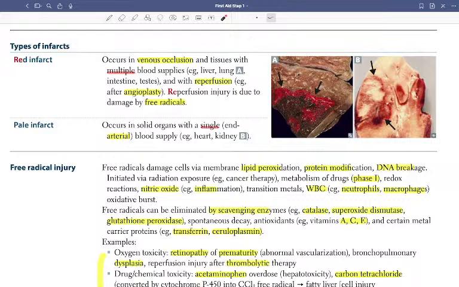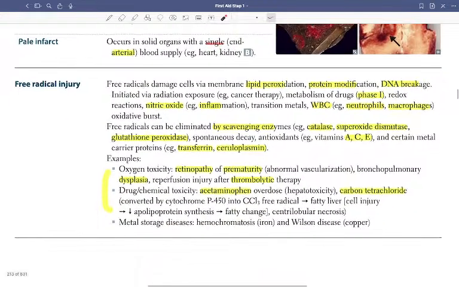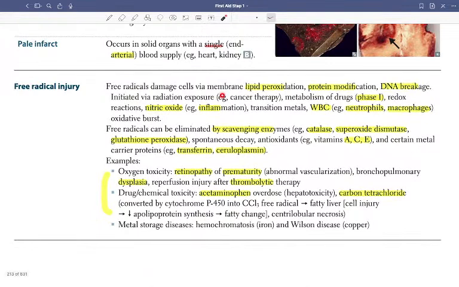Okay, this is A. Red infarct. Next is pale infarct. Solid organ, single end arterial blood supply. Red infarct, multiple arterial supply. Pale infarct is single end arterial blood supply. Kidney, heart. Free radical injury: membrane deposition, protein modification, DNA breakage.